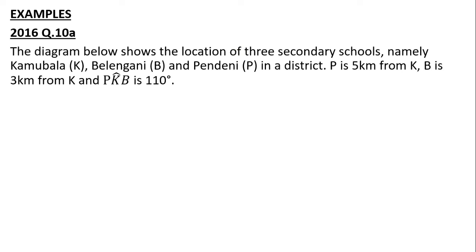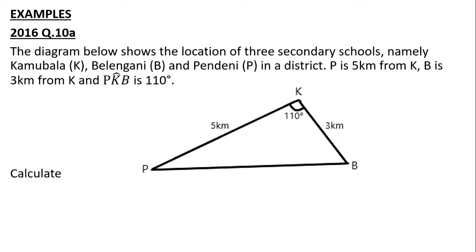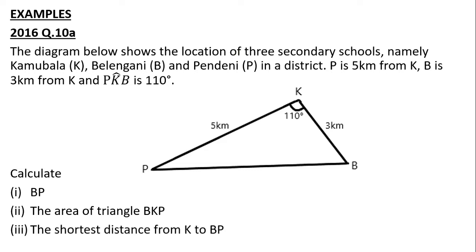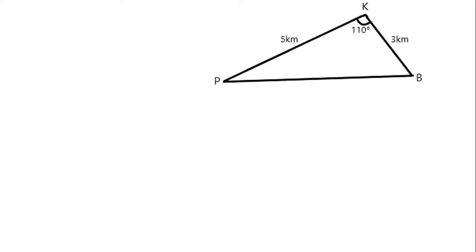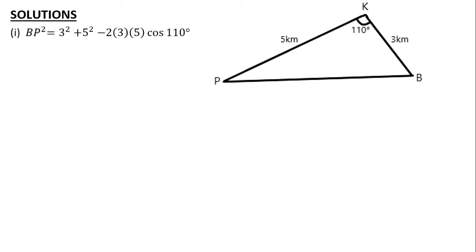Examples, 2016. The diagram below shows the location of three secondary schools, namely Kamubala, Velengani, and Pendeni in a district. P is 5 kilometers from K, B is 3 kilometers from K, and angle PKB is 110 degrees. Calculate BP, the area of triangle BKP, and the shortest distance from K to BP. So we'll take it step by step.